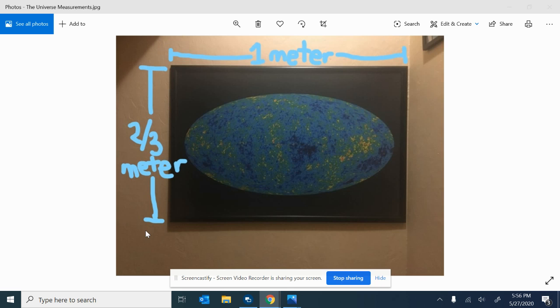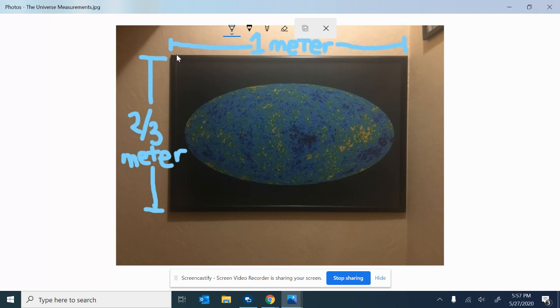Okay, so remember this problem from last week? I asked you to find the area of this poster. We have dimensions 1 meter in length by 2/3 meter in width. And what I'm going to do is draw on this picture so we can visualize what 1 meter by 2/3 meter really looks like when we're talking about area.